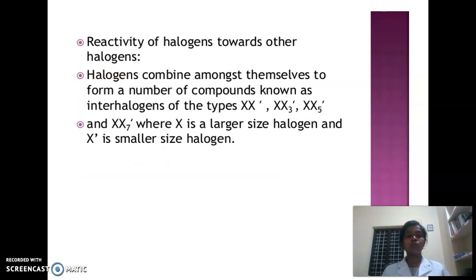Reactivity of halogens towards other halogens. Halogens combine among themselves to form interhalogen compounds. For example, XX', XX'3, XX'5, etc. Where XX'7 is formed with a large size halogen atom.